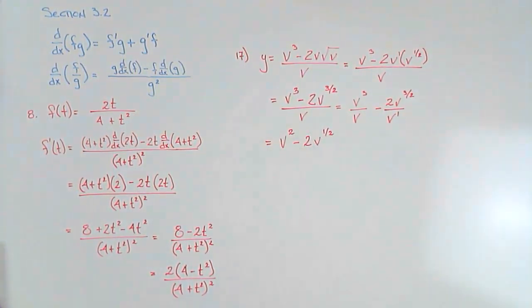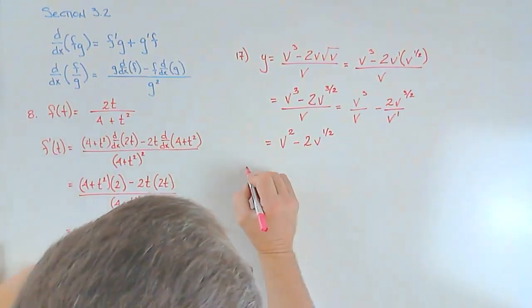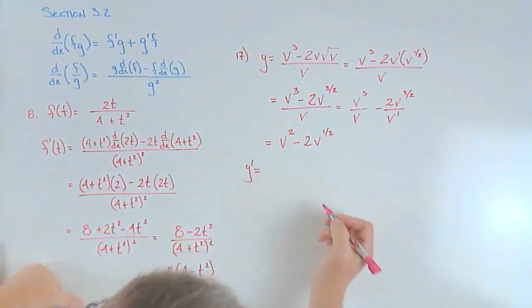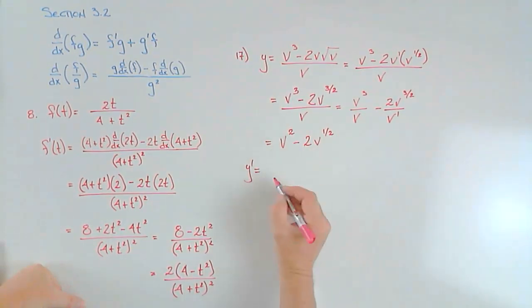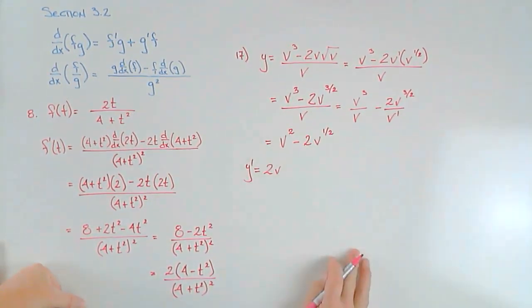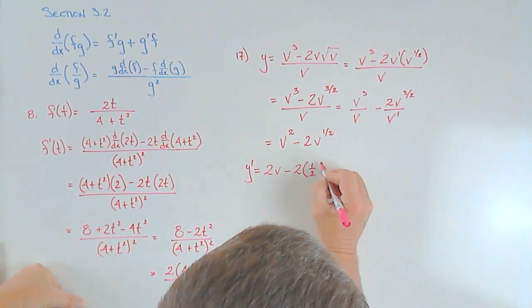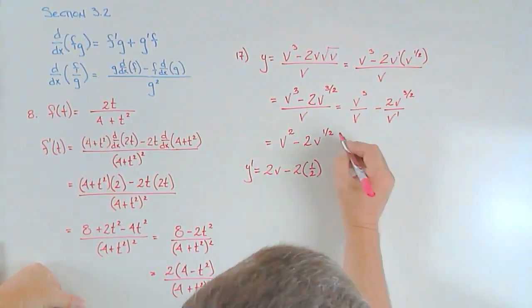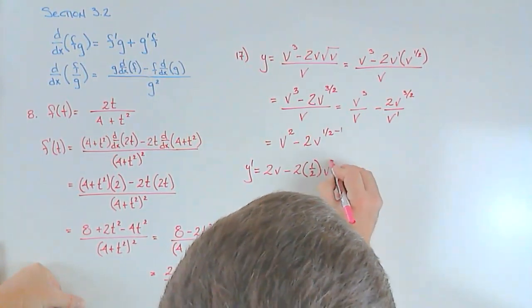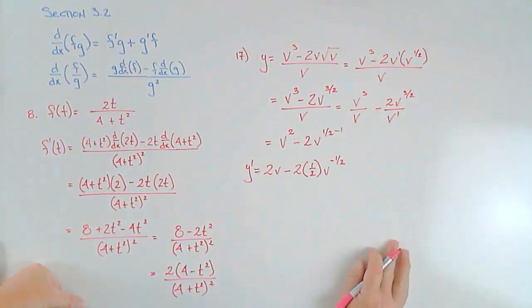We don't even need the product rule to do this. We don't need the product rule or the quotient rule to do this problem. We can find the derivative just by using our power rule. The derivative of v squared is 2v. Here we have a minus 2. We bring down the half, we take away 1, and we get v to the minus 1/2.